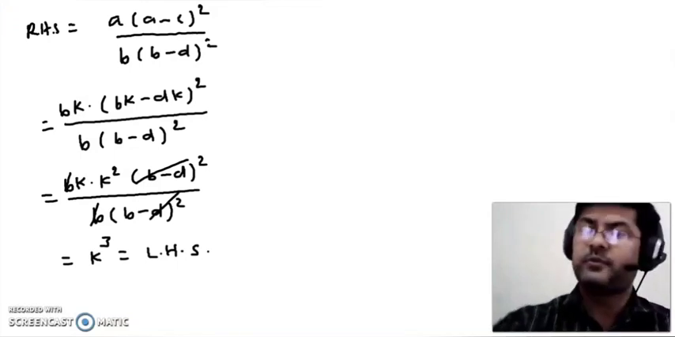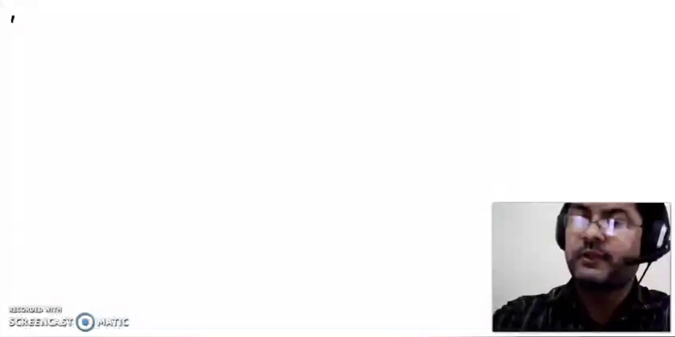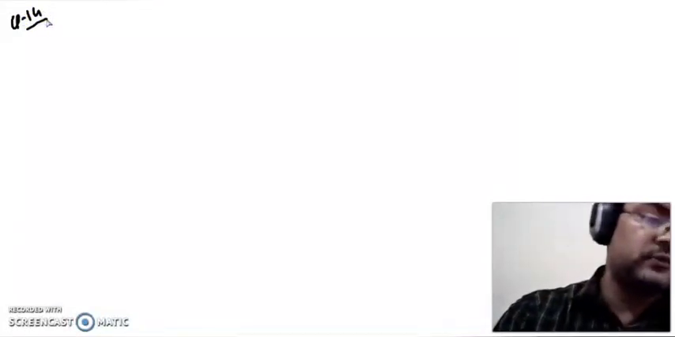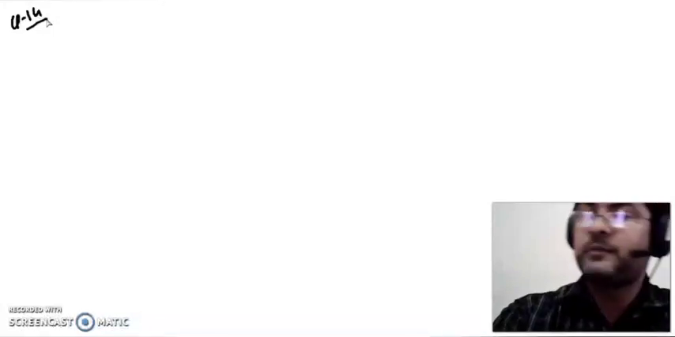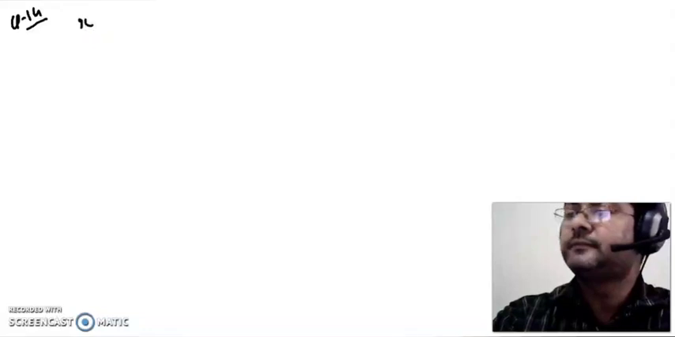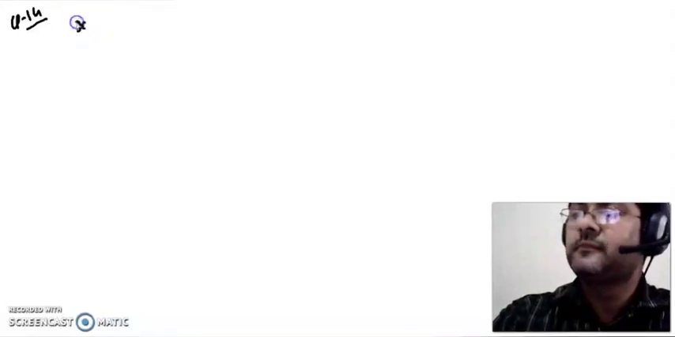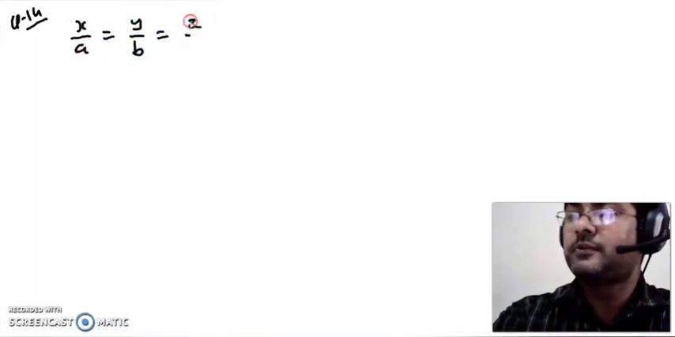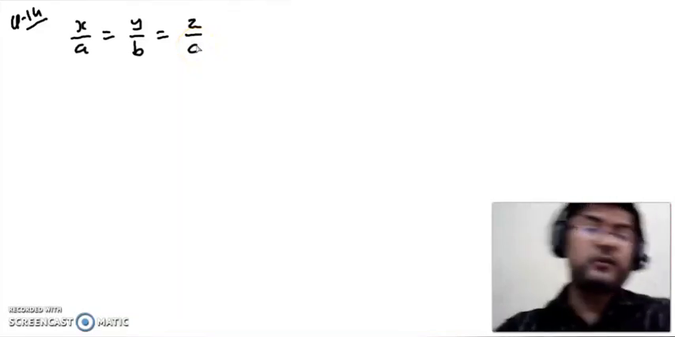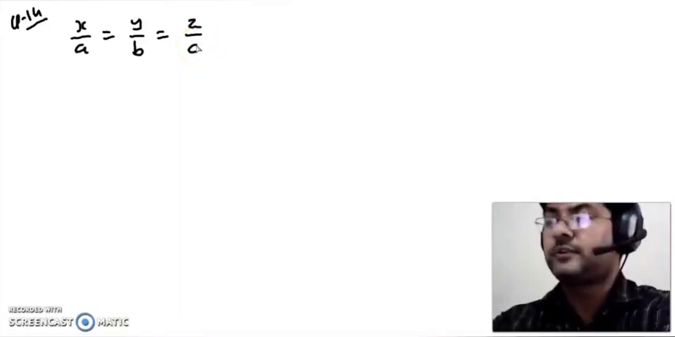So let us begin question number 14. Okay, in question number 14 we are given x upon a is equal to y upon b. It is given that x upon a is equal to y upon b is equal to z upon c. Okay, we have to prove the following given 4 questions.